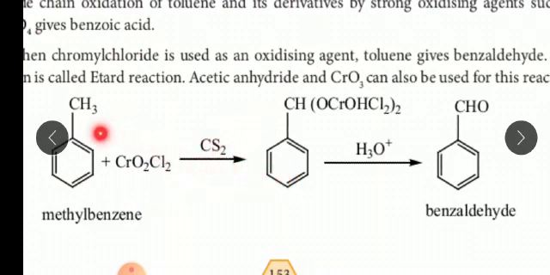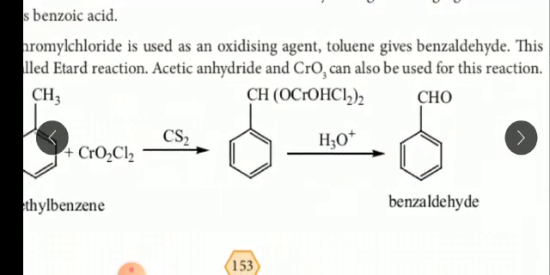Now what happened here? Only one hydrogen is removed from the toluene compound, and instead CrO2Cl2 is added here. See here, one hydrogen is replaced. So CH(OCrOHCl2) twice, and again it undergoes hydrolysis. In this hydrolysis, the CHO alone will be separated as benzaldehyde, and the CrOHCl2 hydrolysis takes place, giving benzaldehyde. In this hydrolysis, one hydrogen will be bonded with the Cl and it produces HCl. The remaining group will be removed as a byproduct.